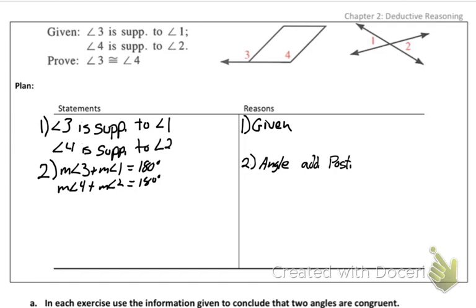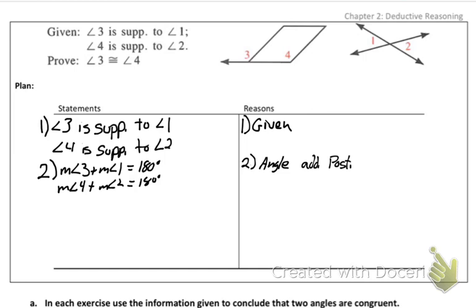All right, now might be the first time I look up and see what I actually need to prove. I need to prove that angle 3 is congruent to angle 4, but I have to go through these two things. So I need angle 3 and angle 4 on opposite sides. That's kind of like what we just did, isn't it? I want angle 3 and angle 4 on opposite sides of the equal sign. How would I do that, Grace?